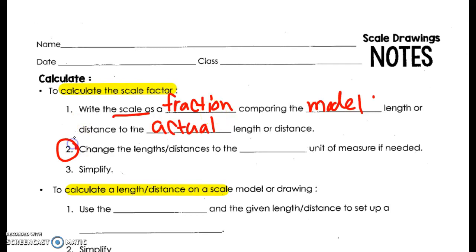Step number 2, you probably won't ever really have to do. It's just saying that you should change the lengths to the same unit of measure. I'm not going to ask you to do that step, but in case you're asked that, you'll just have to convert inches to miles or something like that. And then lastly, simplifying, and again, that's to the unit rate version. You want to get that 1 on top.